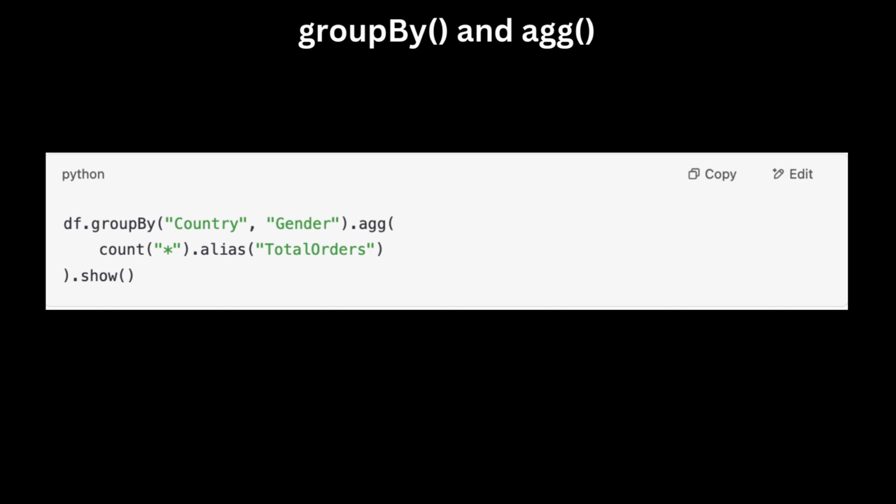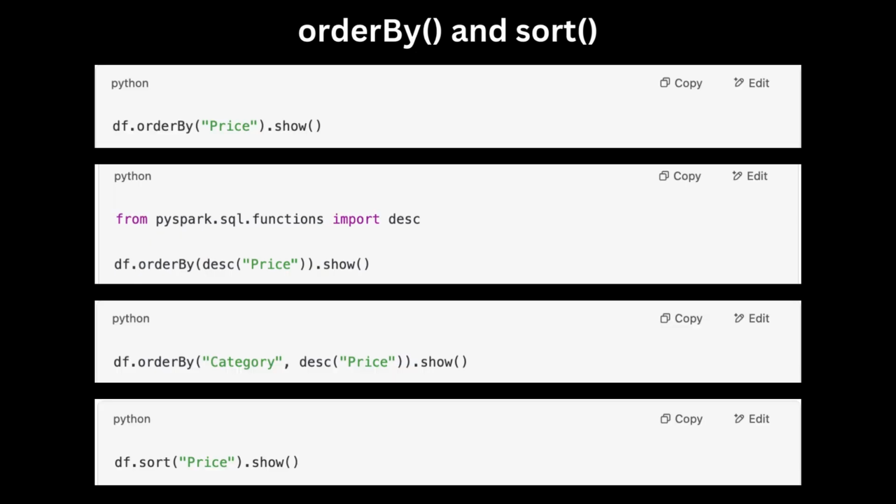So whether you're generating business insights or preparing data for machine learning, groupBy and agg are essential tools in your PySpark toolkit. Next up, let's talk about how to sort your data using orderBy and sort in PySpark. These functions help you arrange your DataFrame rows in ascending or descending order based on one or more columns.